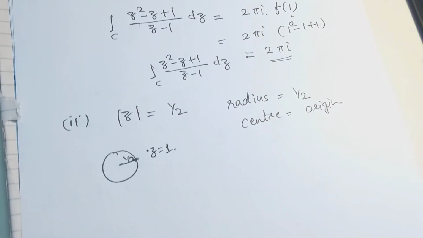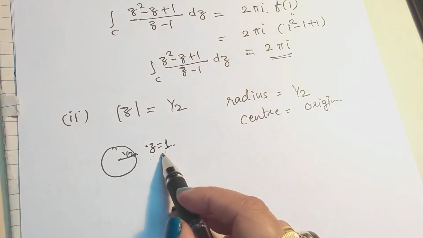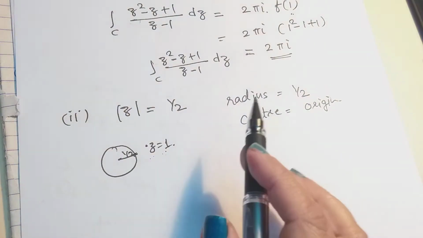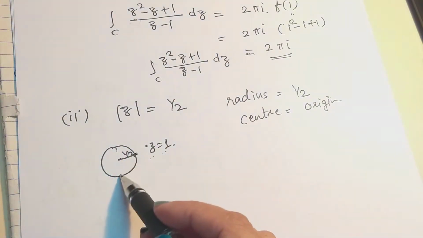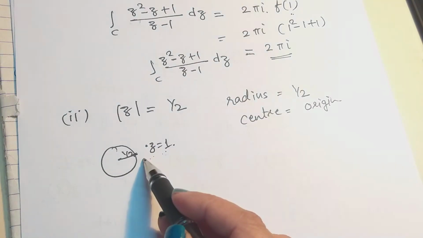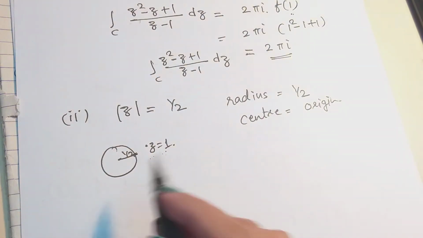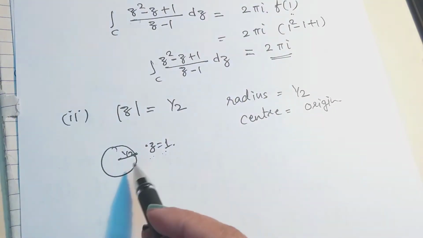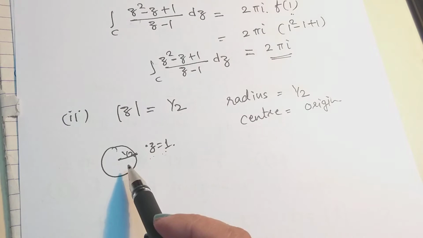So in this case the point z is equal to 1. This point will lie outside the circle. That means the given function g(z) is analytic inside and on this given circle because the singular point lies outside the circle. Okay, and if the function is analytic inside and on the given closed curve, in that case we can apply Cauchy's theorem.